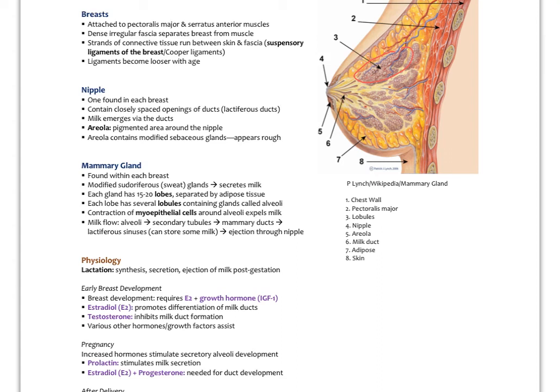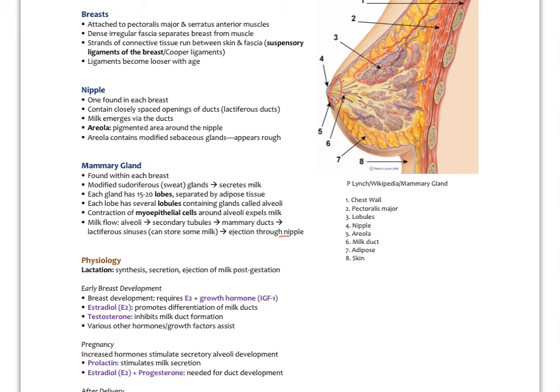The milk is going to flow from the alveoli to secondary tubules to mammary ducts, and then to what are called lactiferous sinuses, which are just under the nipple. These are controversial. Prior to around 2005, a lot of textbooks talked about these, and I think newer research is not finding that we actually have these. But either way, the mammary ducts will eject milk through the nipple.